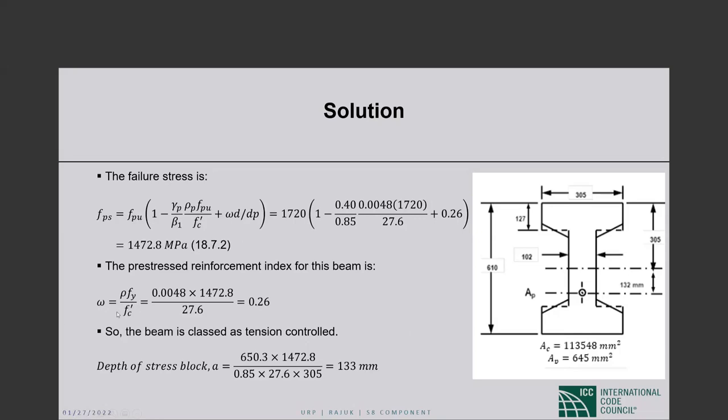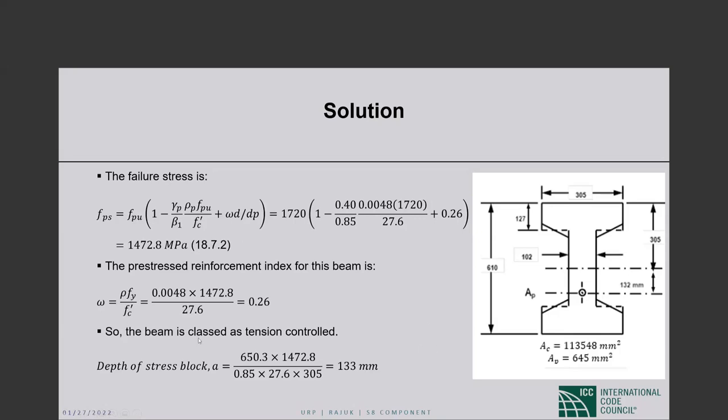Then I figured out the omega, which is called the prestressed reinforcement index, which is very simple: rho fy over f prime c. fy is given, f prime c is given, so we get 0.26. I hope it's clear so far.